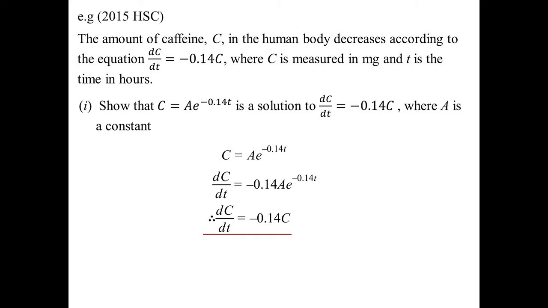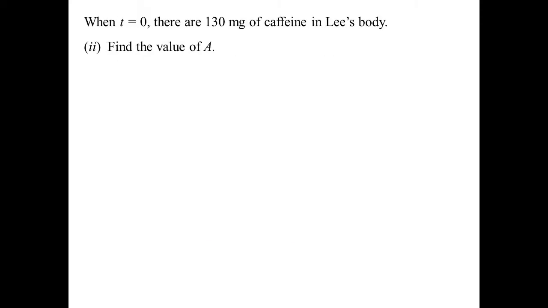Okay, now they've told us when t equals 0, so initially we know there's 130 milligrams of caffeine in Lee's body. Find the value of A. So what was A? It's really just a substitution question now. So when t equals 0, we know C is 130. We just said the solution was Ae^(-kt). So it's going to be A e, well, times 0. So it'll be Ae to the power of 0. e to the power of 0 is 1. So A turns out to be 130.